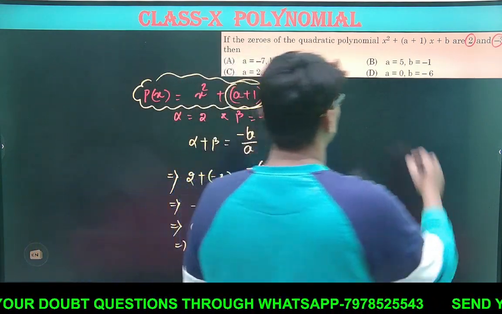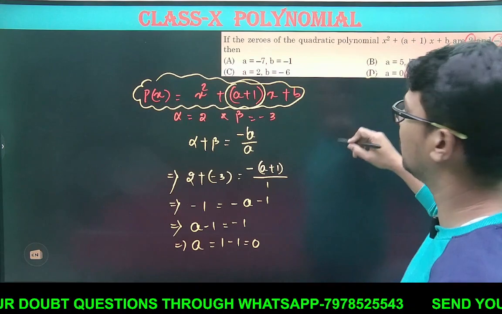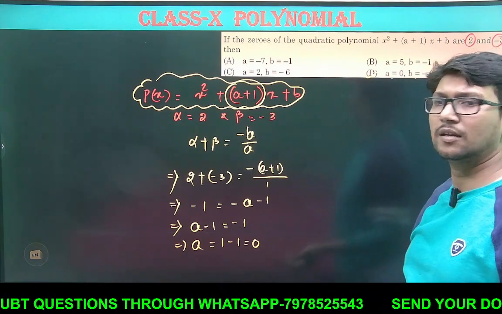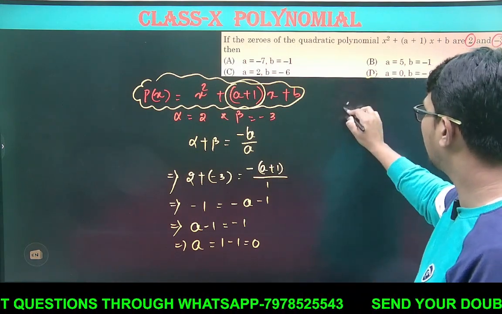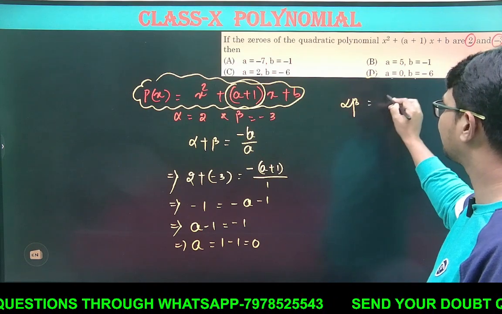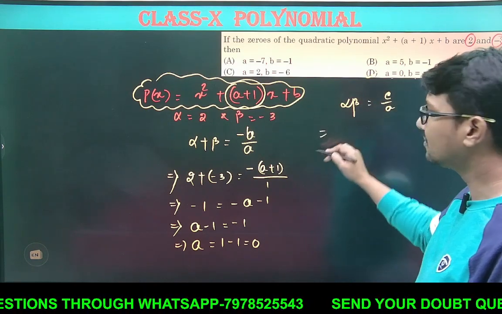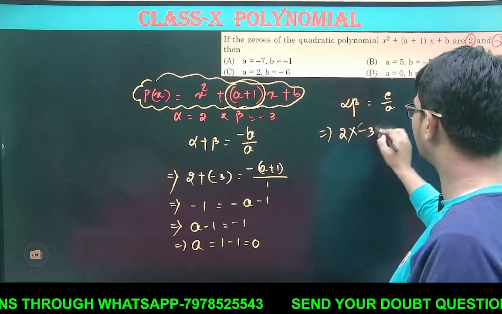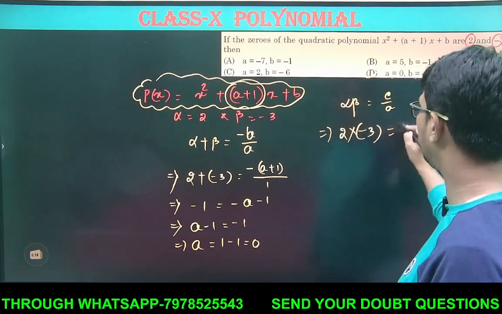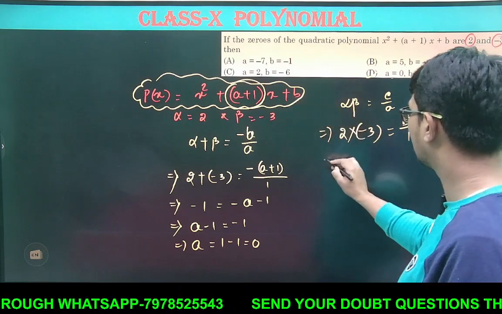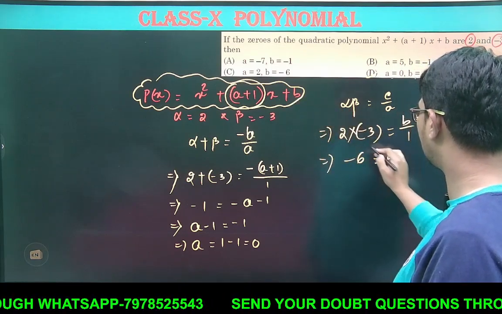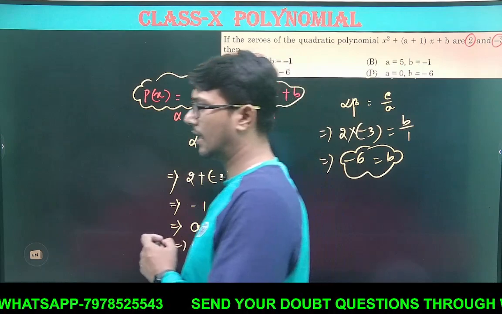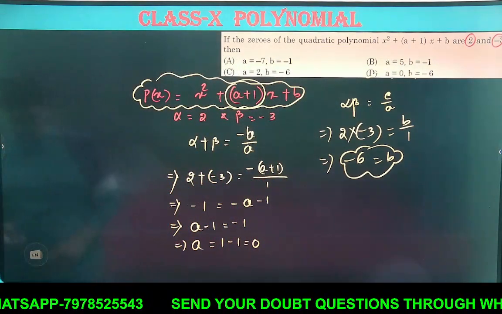No need to solve further for the options, because in one option only the a value is 0. Then b is minus 6 automatically. How can you solve this? By taking the product alpha into beta, which is c by a. Alpha is 2 into beta is minus 3. So c is b, and a is 1. Therefore minus 6 equals b. This is the value of b. I hope this is clear, everyone.